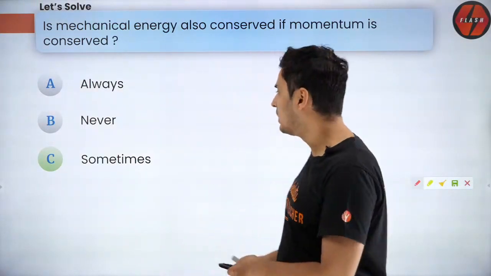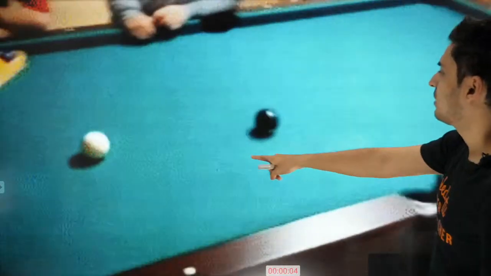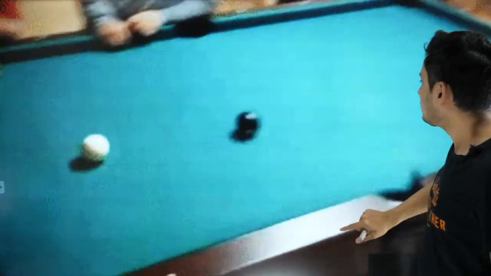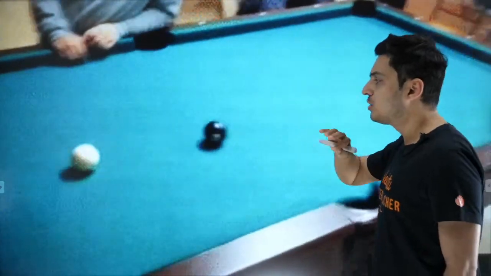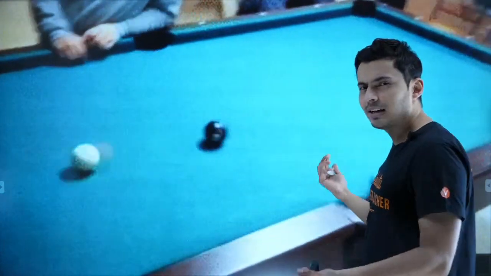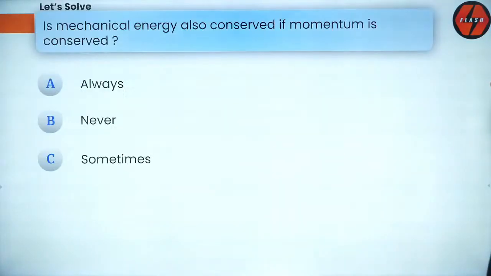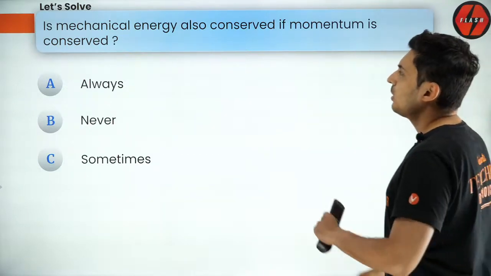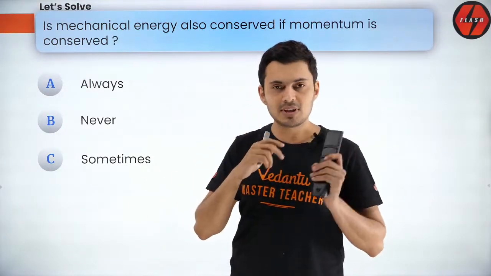Even that example of pool that you saw, just go back over here. See this example? Even in this example, not all the energy goes to the next ball, because understand, no collision is perfectly ideal in day-to-day life. So some amount of energy is always lost. So this question which says, is mechanical energy also conserved if momentum is conserved? Well, the answer is no, not always. Sometimes it is, sometimes it is not.